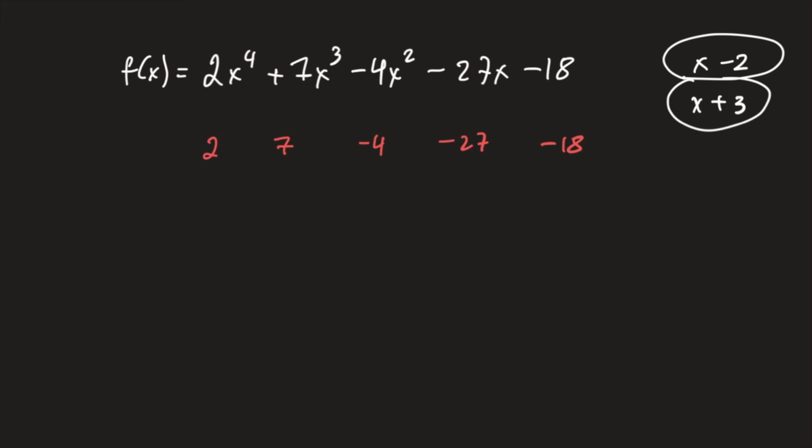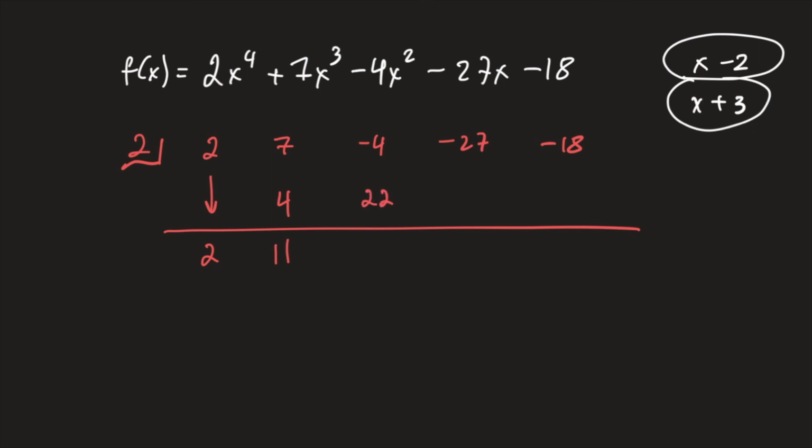And I'm told that x minus 2 is a root. In other words, if I set that equal to 0 and solve for x, I have 2 here in the box. So I'm going to bring the 2 down, and again, multiply 2 times 2 is 4. I get 11 when I add them. Multiply by 2 again, that's 22. Subtract 4, which is 18. 2 times 18 is 36. -27 plus 36 is 9. 9 times 2 is 18. And the remainder of 0, which is what you should expect because you're told that x minus 2 is a root, so it's always going to give you the remainder of 0.